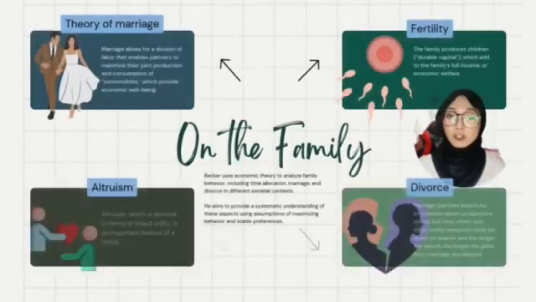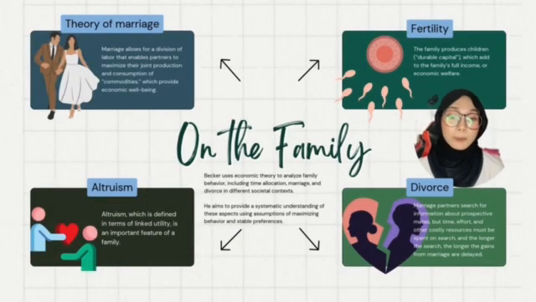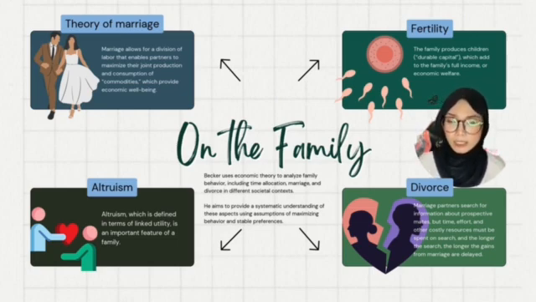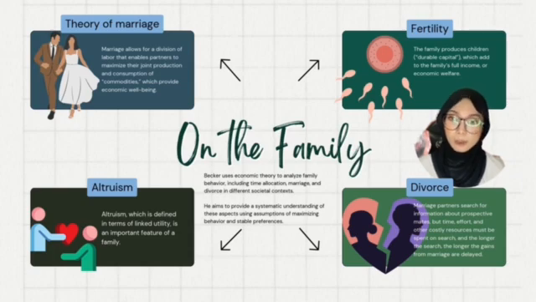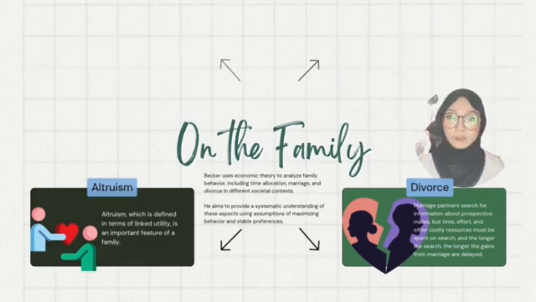Becker uses economic theory to analyze family behavior, including time allocation, marriage, and divorce in different societal contexts. He aims to provide a systematic understanding of these aspects, using assumptions of maximizing behavior and stable preferences. So, there are several things that can be discussed, such as theory of marriage, fertility, altruism, and divorce.